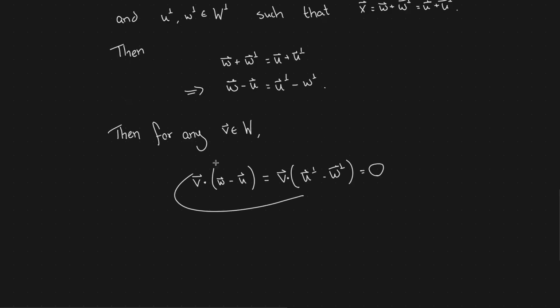Right? Now, this is true for any vector V in W. Okay? Which means for any vector V, take the dot product with this, we get 0. What that means, by definition, is that this is going to be orthogonal to every vector in W. And so this vector, this difference, has to be in W perp. So W minus U is in W perp. Okay? But W is a subspace, so it's closed under addition, it's closed under scalar multiplication. So W minus U is also in W.